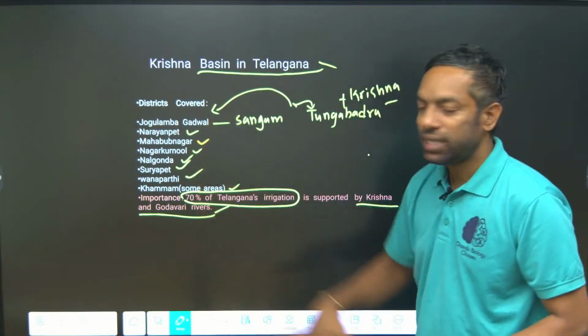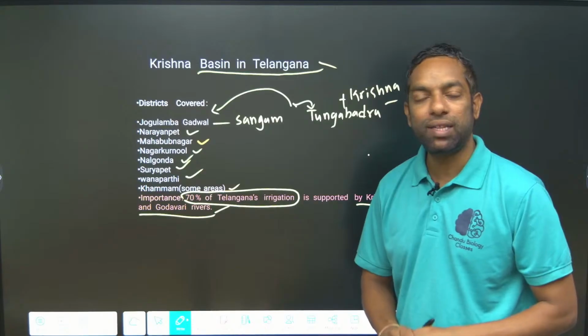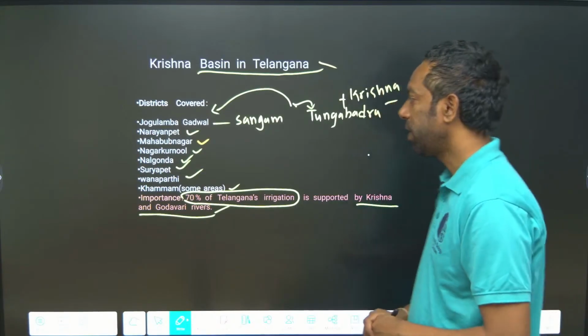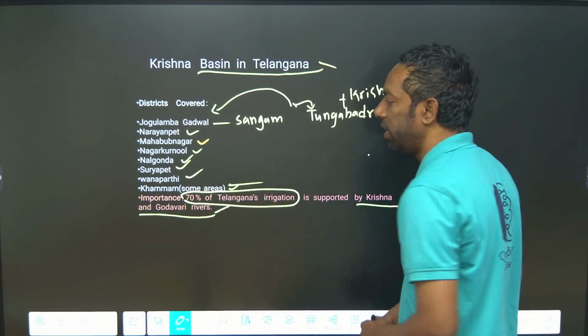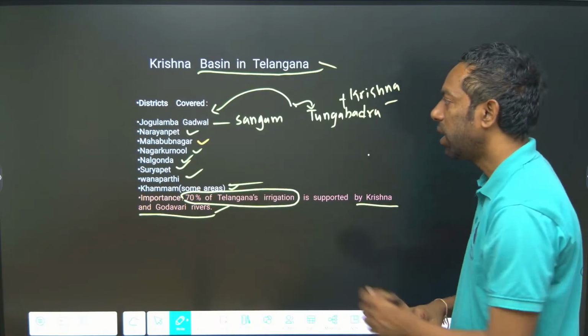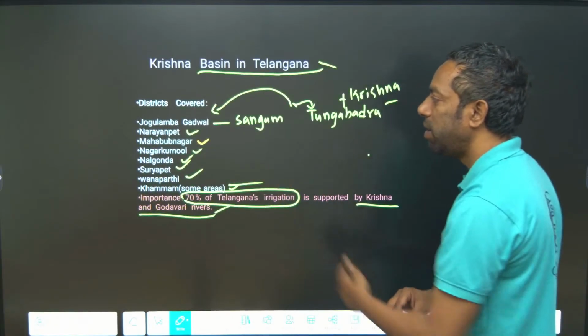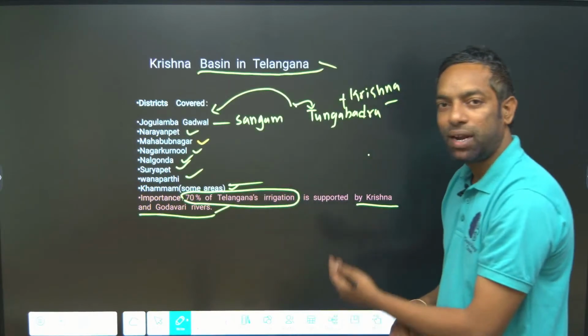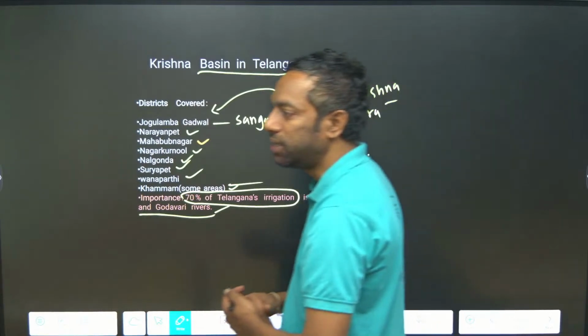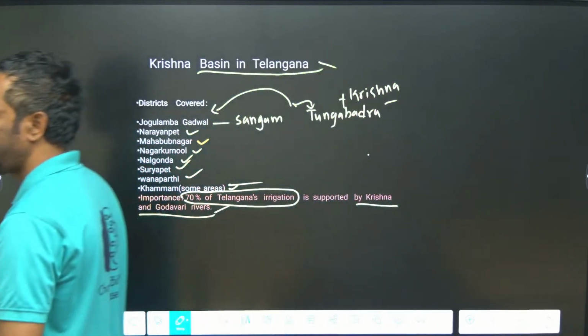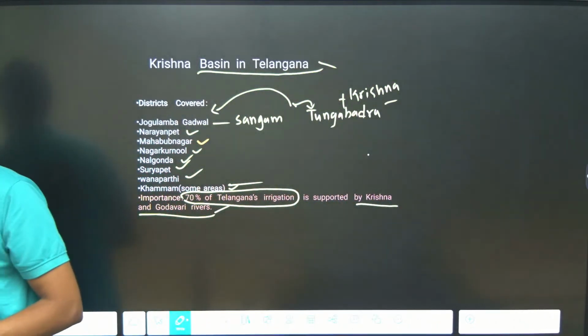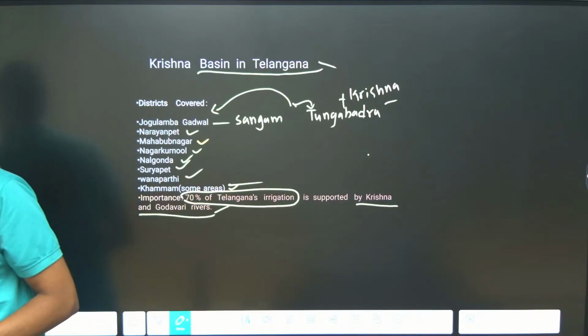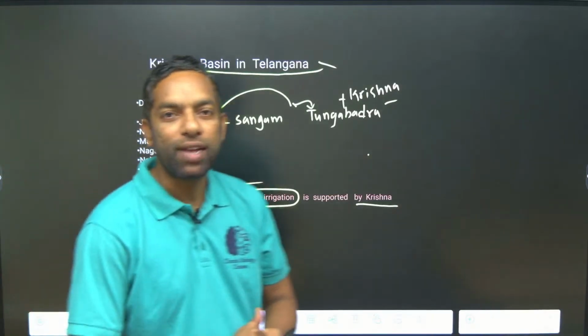The districts covered by the Krishna River in South Telangana: Khammam some areas only, Jogulamba Gadwal, Narayanapet, Mahbubnagar, Nagarkurnool, Nalgonda, Suryapet, Wanaparthy and Khammam districts. I hope you guys understand this.